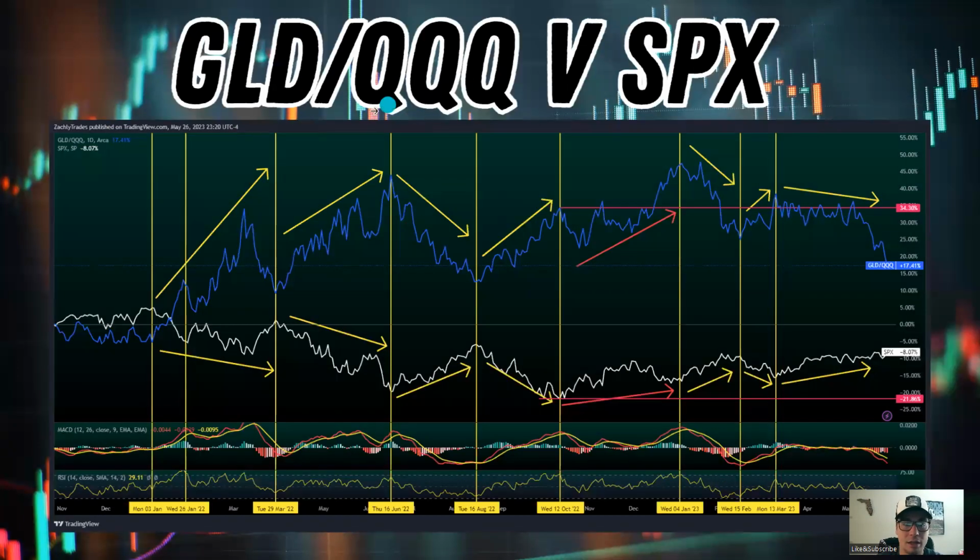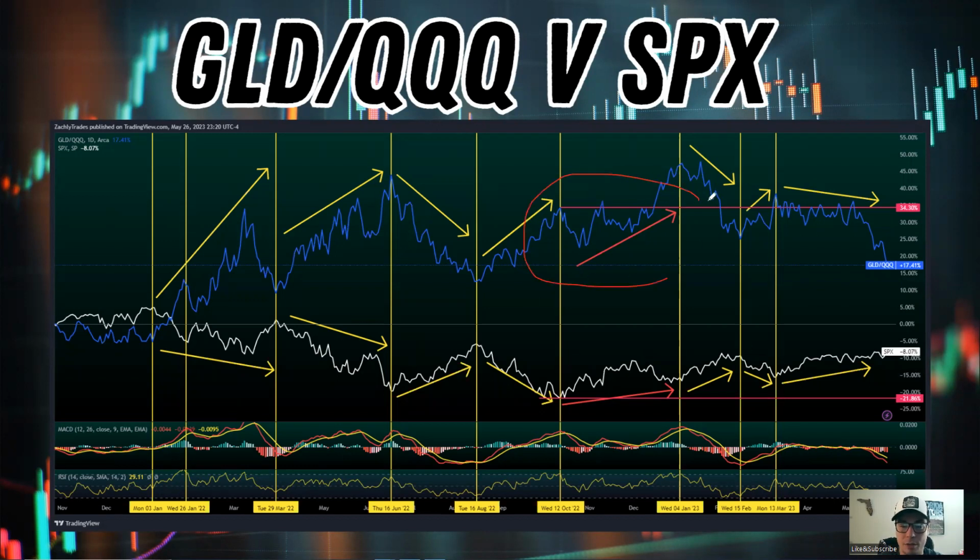This is GLD divided by tech, okay, versus SPX, all right? And we can see that these two tend to trade with each other in a divergence, okay? So once we see the gold tech ratio going up, you'll see the S&P 500 going down. When you see the S&P 500 going down, you see the gold tech ratio going up. You see the gold tech ratio going down, you see the S&P going up. And the only time that there was a divergence where they were both green, okay, and both going up, that ended up being bearish for the gold tech ratio, and we ended up seeing a pullback there and a continuation in the S&P 500.